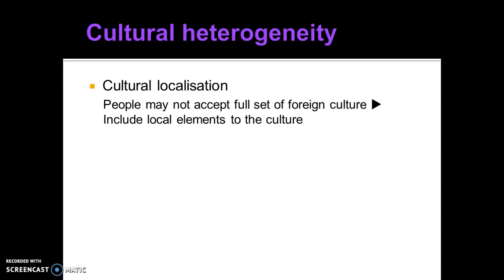Okay, and another phenomenon, cultural heterogeneity. Homogeneity means getting more similar. Heterogeneity means we are getting some diversity. We are having some varieties. Okay, so some people are actually quite unhappy with the spread of foreign cultures because they are afraid that it will replace their local cultures. So therefore, they try to include some local elements in the foreign cultures.